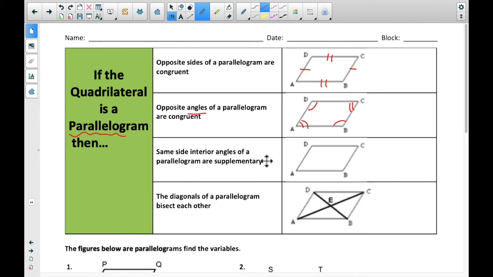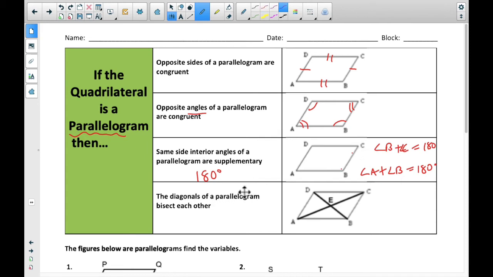Same side interior angles of a parallelogram are supplementary. Do you remember what supplementary means? Supplementary means they add up to 180. So I could say that, for instance, angle A plus angle B adds up to 180, or angle B plus angle C adds up to 180. So any two angles that are right next to each other are going to add up to 180. And that's because they really are like a transversal. We learned that in transversals. These are parallel lines with a transversal. The same side interiors are supplementary.